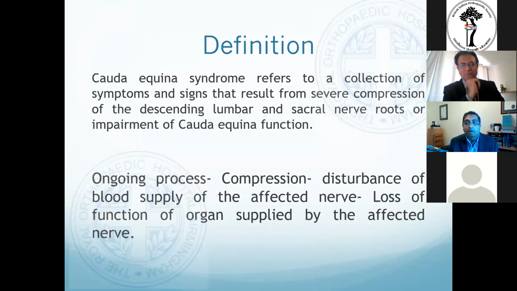So what is meant by cauda equina syndrome? The syndrome refers to a collection of symptoms and signs that results from the severe compression of the descending lumbosacral nerve roots, or basically impairment of the cauda equina function. It is an ongoing process: compression, disturbance of the blood supply, ischemia, and the loss of function of the affected nerve means loss of function of the organs supplied by that specific nerve.